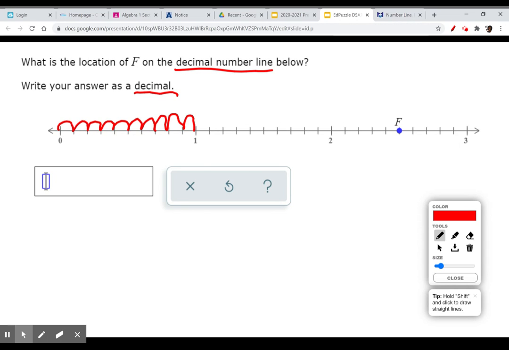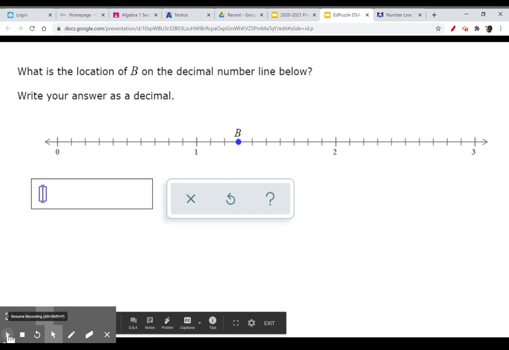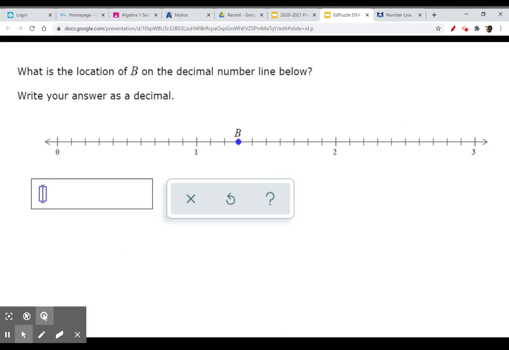So if we're at 2, this would therefore be 2.1, or 2 1/10, 2 2/10, 2 3/10, 2 4/10, 2 5/10. So 2 5/10 in decimal form. All right, in decimal form, there's 2 5/10. Now it is your turn to find the location of B on this number line.